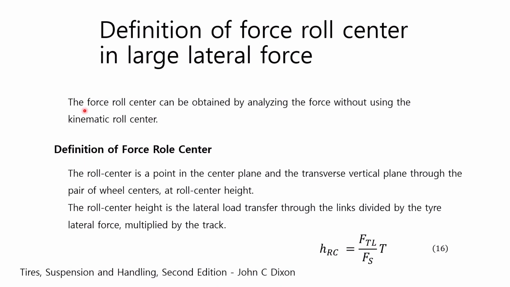As previously explained, the kinematic roll center and the force roll center are completely different when subjected to large lateral forces. The force roll center can be directly determined using force without using the kinematic roll center. We can define the roll center as follows. The roll center is a point in the center plane and the transverse vertical plane through the pair of wheel centers at roll center height. The roll center height is the lateral load transfer through the links divided by the tire lateral force multiplied by the track. You can find this definition in John Dixon's book, Tires, Suspension and Handling, 2nd edition.